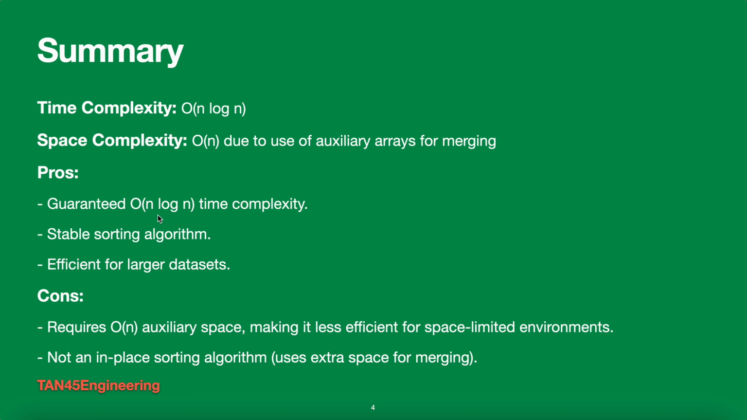Pros: guaranteed n log n time complexity. Yes, it is a stable sorting algorithm, as we discussed earlier. It is really efficient for large data sets because of its better time complexity of n log n. For bubble sort, insertion sort, and selection sort, the time complexity is O of n square, and merge sort is n log n. So merge sort is very advanced and in terms of time complexity a lot better than the other three sorting algorithms, so it is efficient for larger data sets.